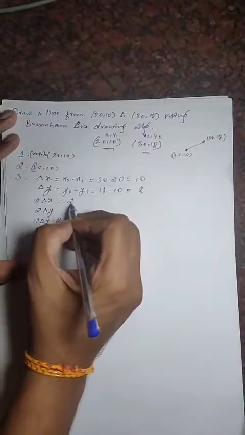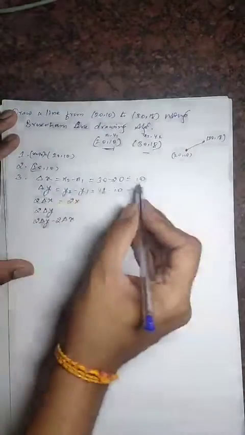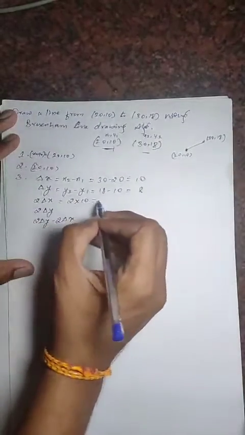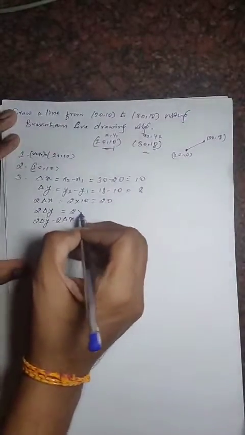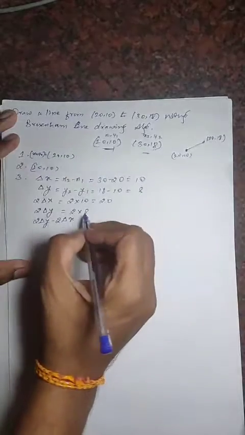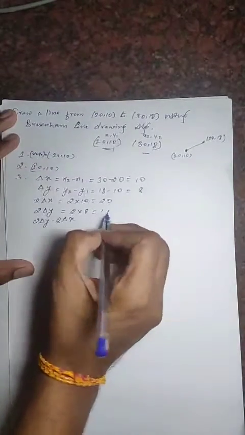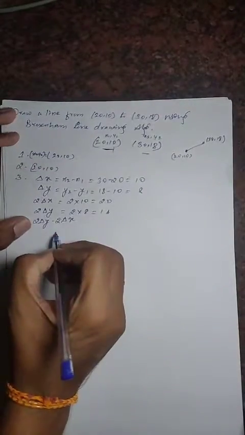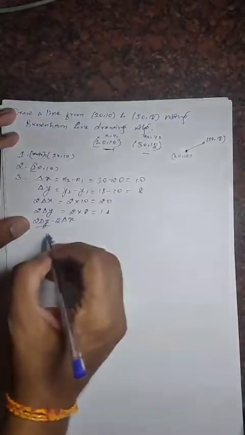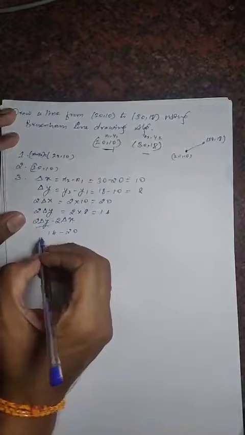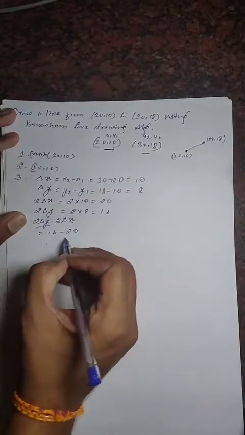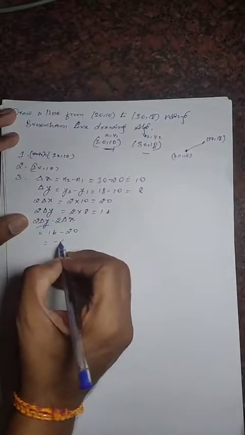Then 2 into delta x, already we have calculated the delta x value, that is 10. 2 into 10 is 20. Then 2 delta y, 2 into the delta y value, which is 8. So 2 times 8 is 16. Then 2 delta y value is 16 minus 2 delta x value is 20. So 16 minus 20 is minus 4.